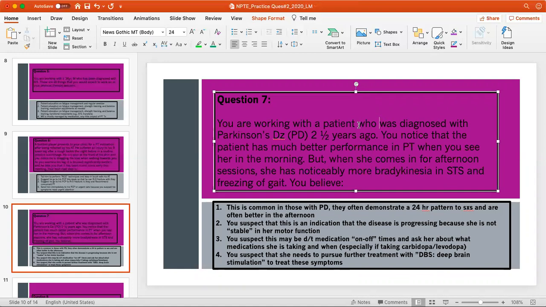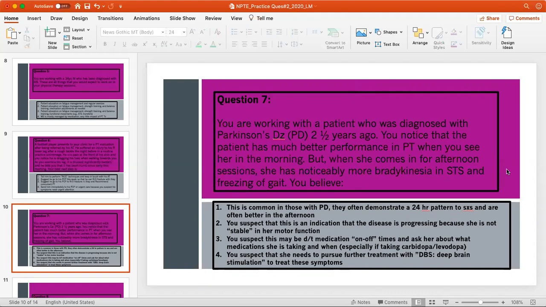They often demonstrate a 24-hour pattern to symptoms and are often better in the afternoon. Or secondly, you suspect that this is an indication that the disease is progressing because she is not stable in her motor function. She's getting these fluctuations. Three, you suspect this may be due to medication on-off times, and ask her about what medication she's taking and when, especially if she is taking carbidopa-levodopa. Or four, you suspect she needs to pursue further treatment with DBS, deep brain stimulation, to treat the symptoms that she is having in her afternoon sessions.